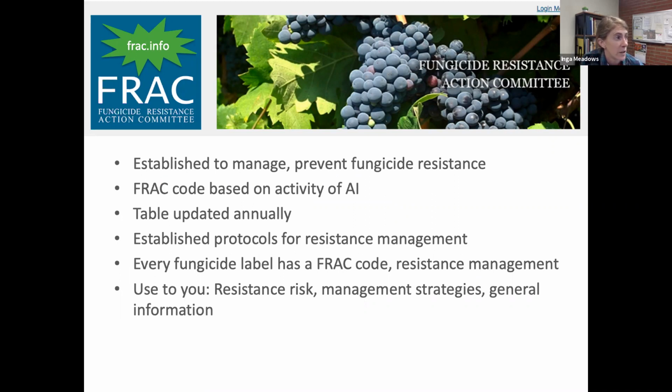FRAC codes are based on the activity of the active ingredient in the fungicide, so each FRAC code is specific to an activity. The table is updated annually, so it's a big committee that comes together and updates the table. They establish protocols for resistance management. Every fungicide label has a FRAC code and has resistance management built into it, all based on this committee. So what's the use to you?